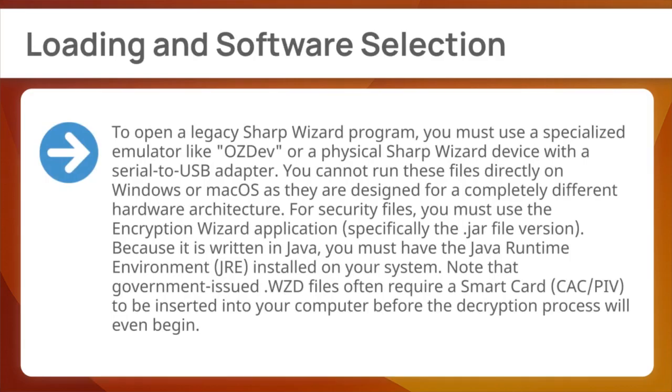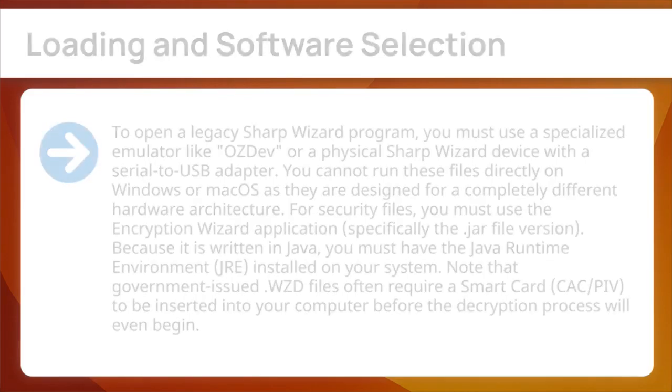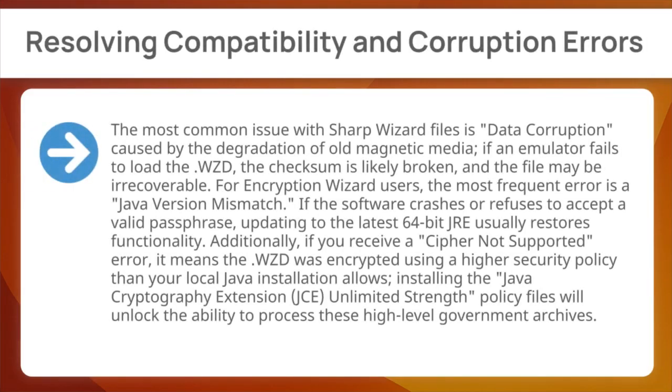To open a legacy Sharp Wizard program, you must use a specialized emulator like OZDev or a physical Sharp Wizard device with a serial to USB adapter. You cannot run these files directly on Windows or macOS as they are designed for a completely different hardware architecture. For security files, you must use the Encryption Wizard application, specifically the jar file version. Because it is written in Java, you must have the Java Runtime Environment, JRE, installed on your system. Note that government-issued .wzd files often require a smart card, SAC-PIV, to be inserted into your computer before the decryption process will even begin. Finally, resolving compatibility and corruption errors.